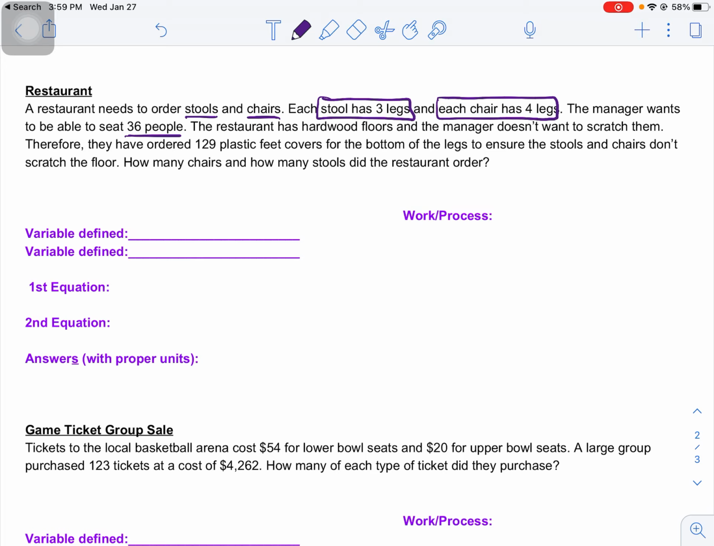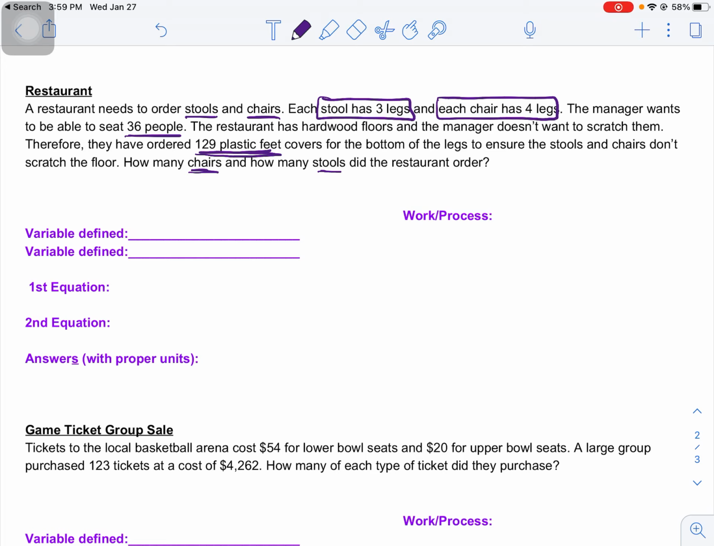The restaurant has hardwood floors and the manager doesn't want to scratch them up. So therefore, he has had to order 129 plastic feet covers to go on the bottom of the legs of the stools and the chairs. Okay, so each stool had 3, each chair had 4, but he's ordered 129 plastic feet to go on the bottom of the chairs. It says, how many chairs and how many stools did the restaurant order?